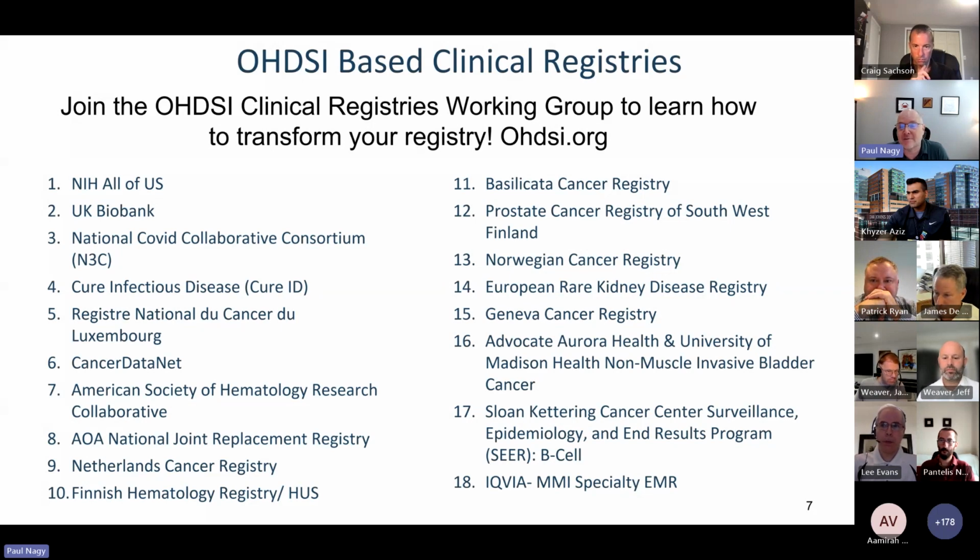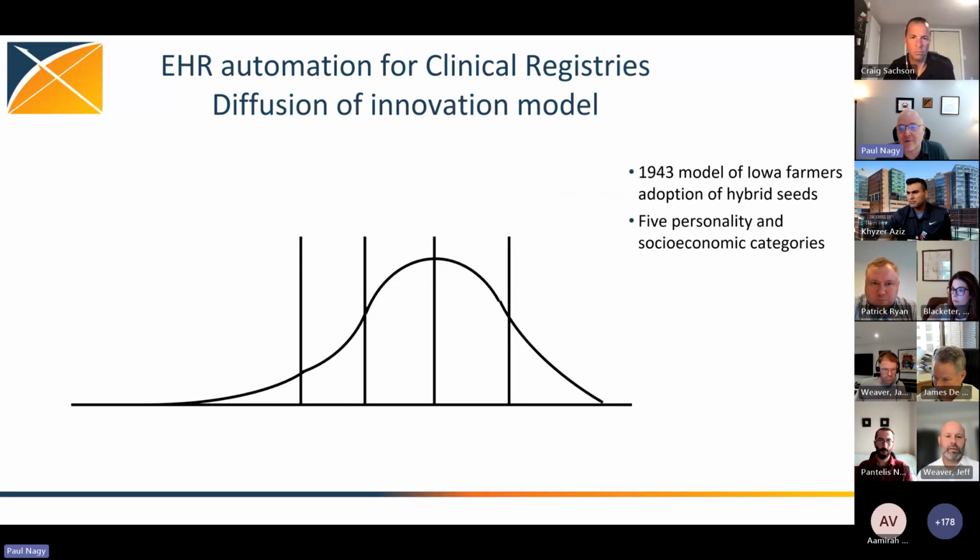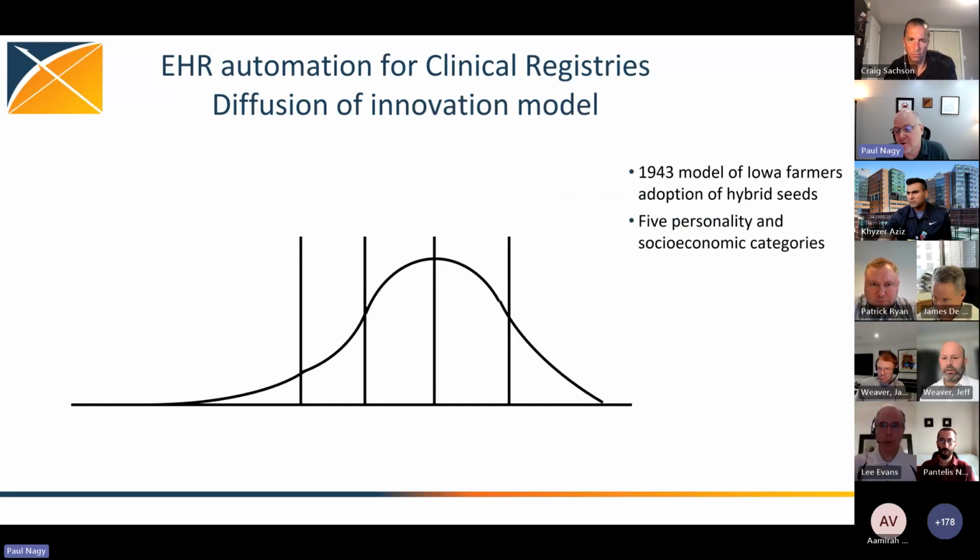And a disruptor is a specific term that we use in informatics to the field. And we use, I don't know if anyone's familiar with the diffusion of innovation model. We live and breathe this in informatics. It's about how technology is adopted by different communities. And it dates back to 1940s Iowa farmers' adoption of hybrid seeds, but basically identifies that there's really 5 different types of personalities and social economic categories of adopters. And it could be for any technology from washing machines to EHR automation within health systems for clinical registries.